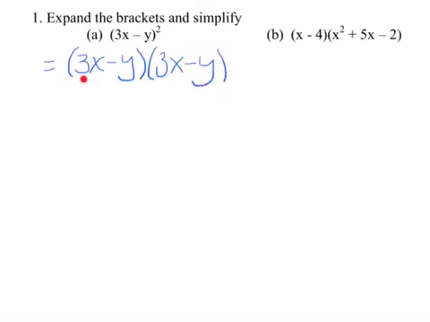What that means is we have everything in the first bracket and we multiply that by everything in the second bracket. We do that one thing at a time. So if we first of all take 3x from the first bracket and we multiply that by the second bracket, so 3x times 3x minus y. Then we take the second thing from the first bracket, which is negative y, and then we multiply that by the second bracket also.